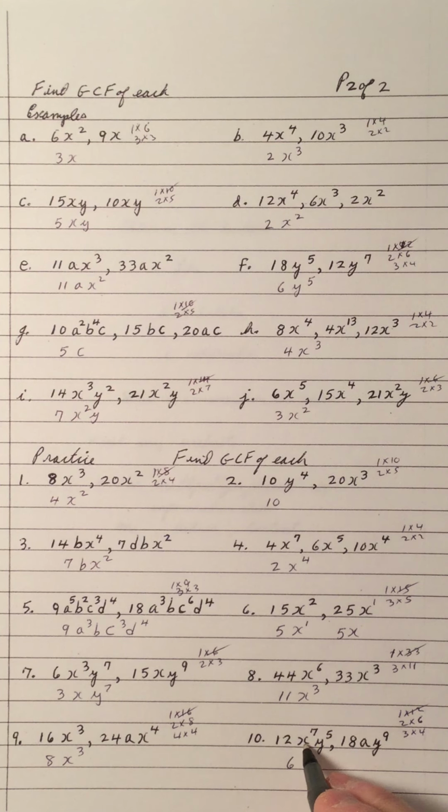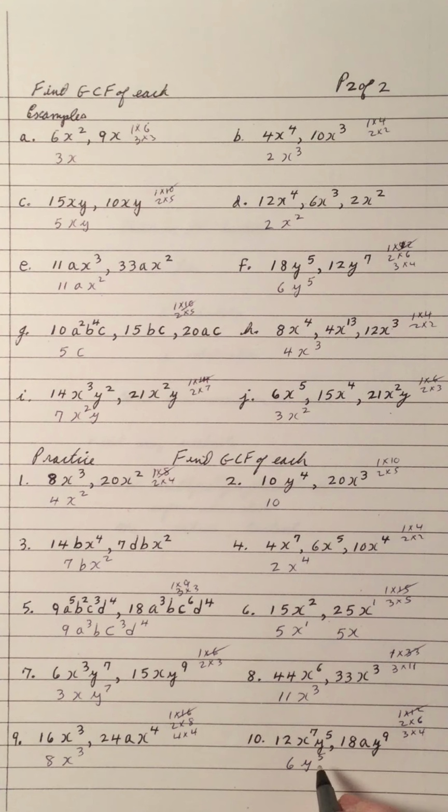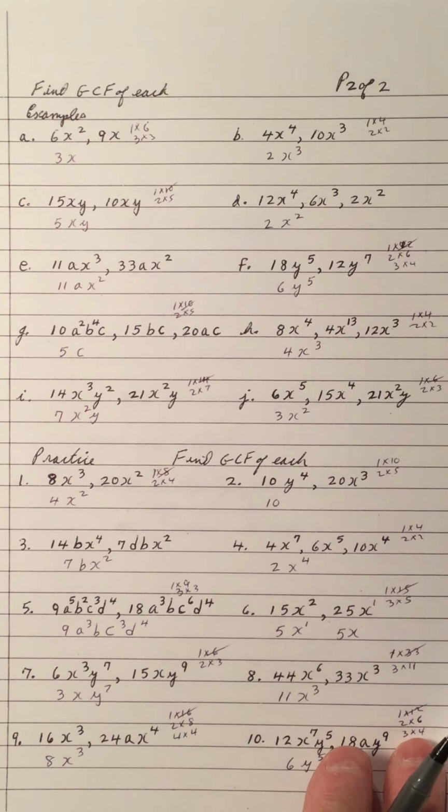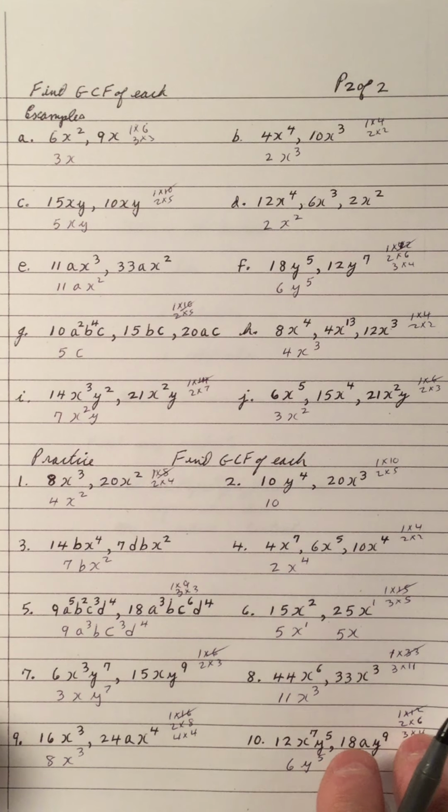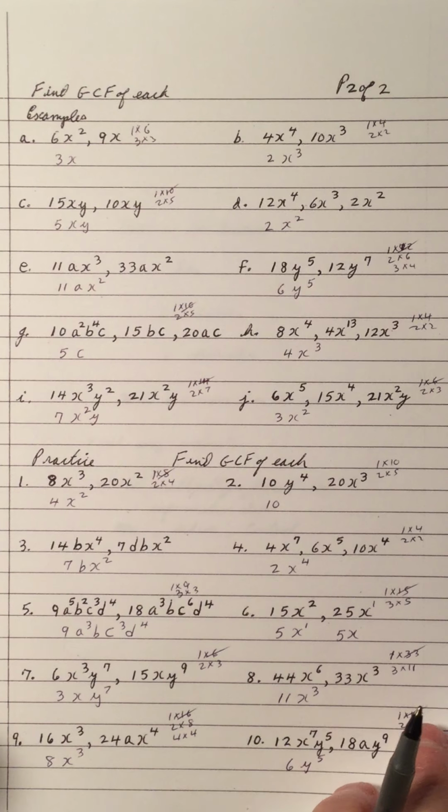We have an x here, but not here. We have a y in this one and in this one. So y is common, and the smallest exponent is a 5. Remember, the variable has to be common in each term. So the GCF is 6y to the 5th. So that is the practice on finding the GCF, both the numerical and the variable.